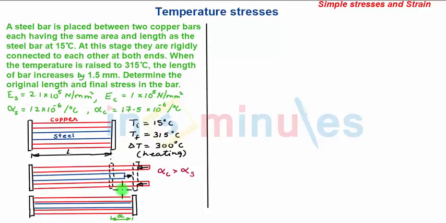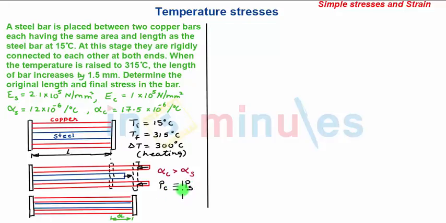Now a little consideration will show that the final position of this rigid bar will be somewhere in between the free expansion of steel and free expansion of copper. Meaning that the two copper bars have been slightly contracted, whereas the steel bar has been slightly elongated. There is a compressive load developed on the copper bar, whereas an equal and opposite tensile load is developed on the steel bar. And the compressive load on the copper bar must be equal and opposite to the tensile load on the steel bar. Its magnitude will be equal.